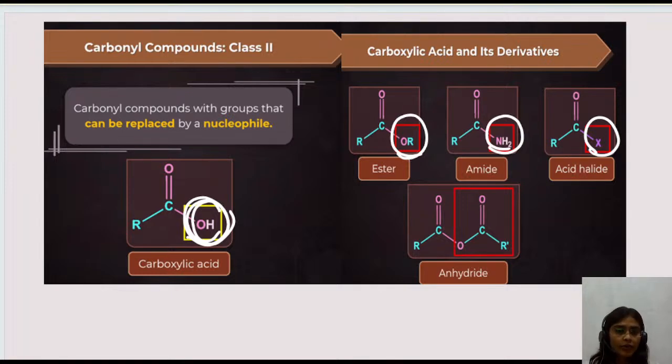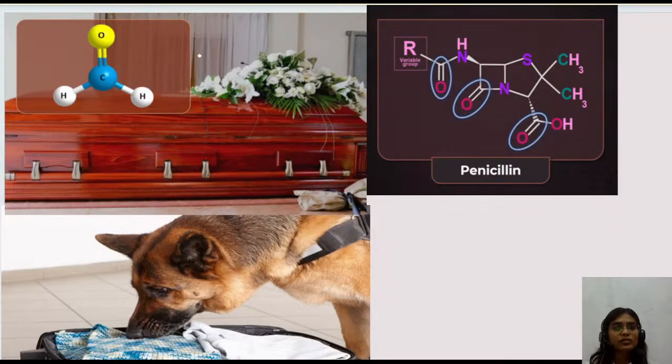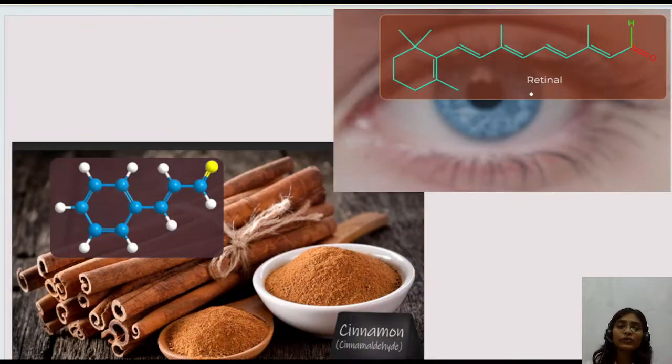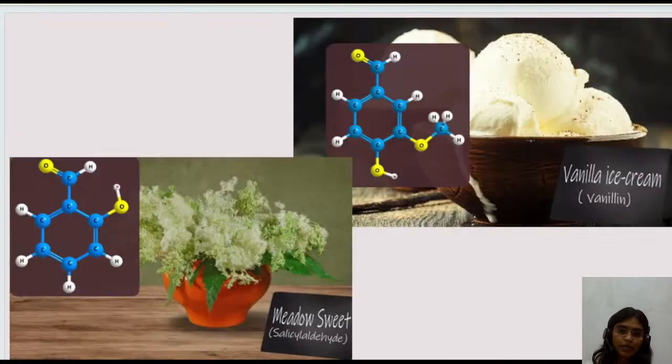Then we discussed the use of these compounds in our day-to-day life. For example, the first picture represents HCHO, that is formaldehyde, and it is very good for the preservation of fossils. Then penicillin, a very good antibiotic. Every person has a different body odour just because of ketones and aldehydes. Some aldehyde or ketone is also present in our retinal. This is cinnamon, cinnamaldehyde, and then vanilla, that is vanillin. So structure is really important here. Then we have very sweet flowers. Maybe you already know.